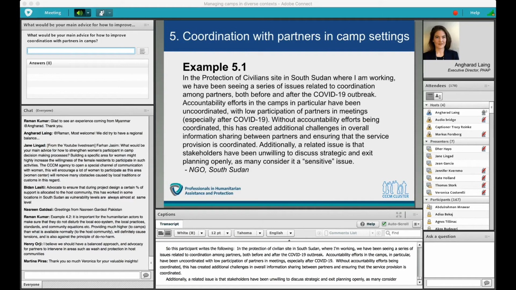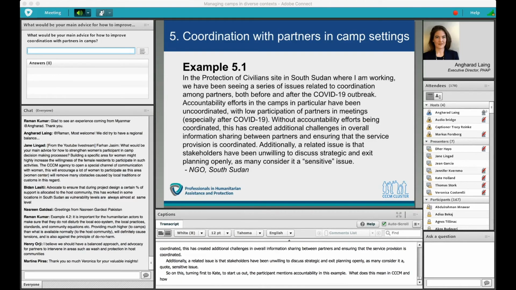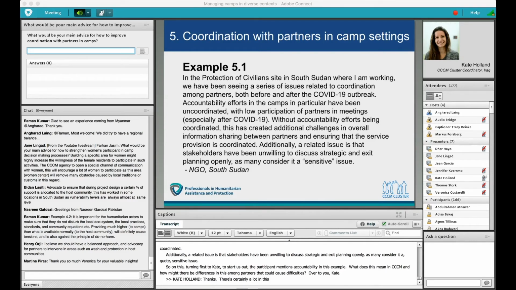So on this, turning first to Kate to start us out: the participant mentions accountability in this example. What does this mean in CCCM, and how might there be differences in this among partners that could cause difficulties? Over to you, Kate. Thanks. There's certainly a lot in this example. So dealing with the accountability question first, and then I wanted to reflect a bit on coordination and coordination difficulties.